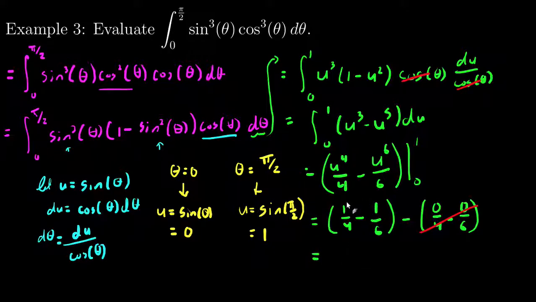And a common denominator here, so least common denominator will be 12. So 1/4 is the same as 3/12, multiplying top and bottom by 3. 1/6 is the same as 2/12, multiplying numerator and denominator by 2. And 3/12 minus 2/12 is 1/12.